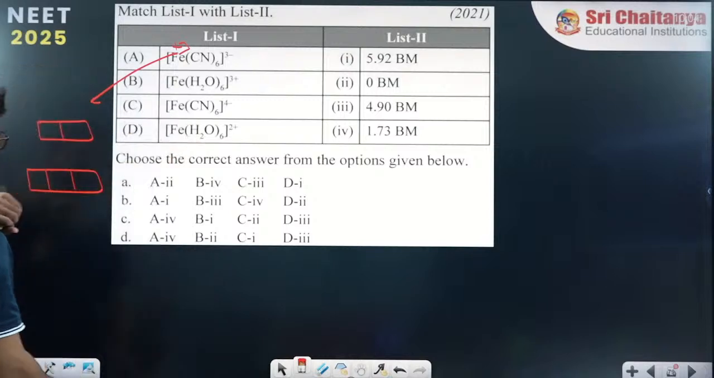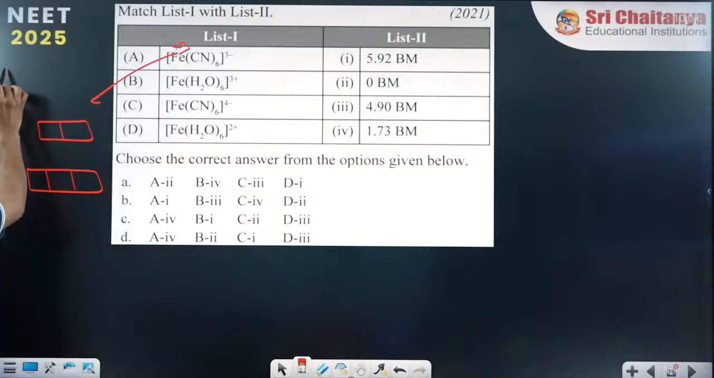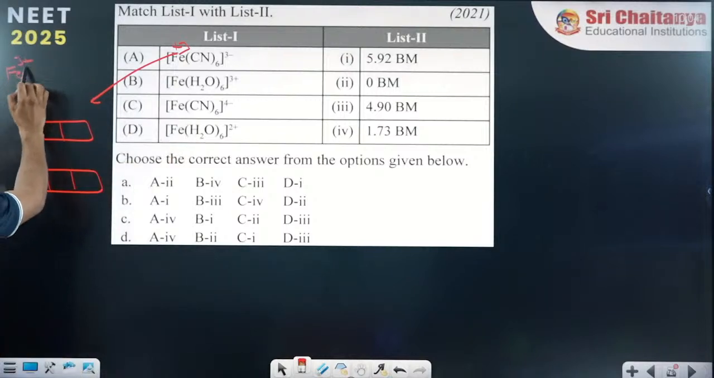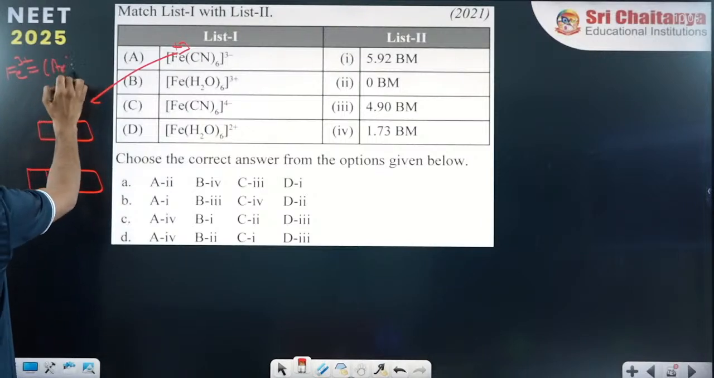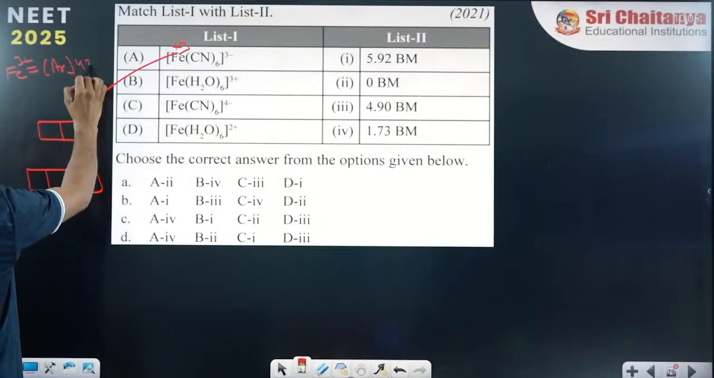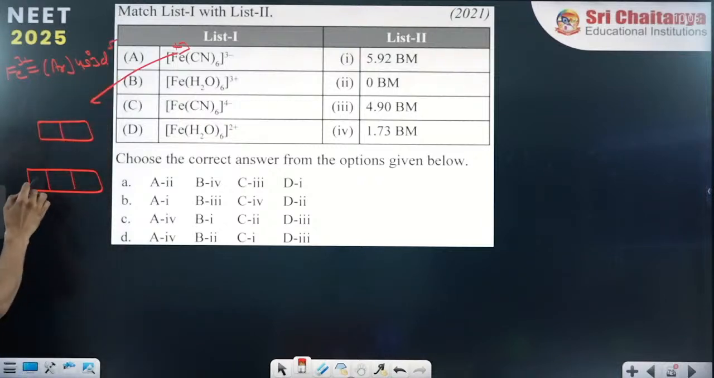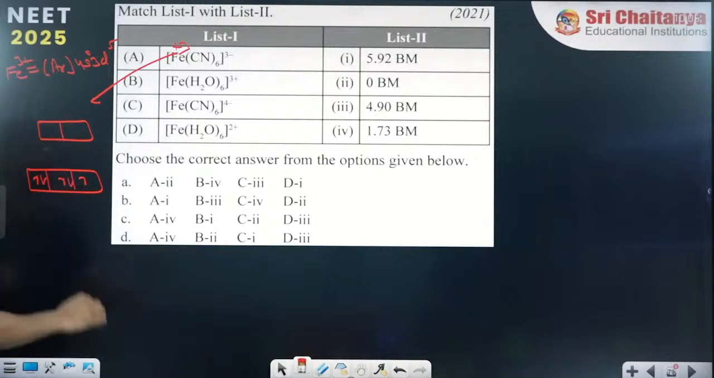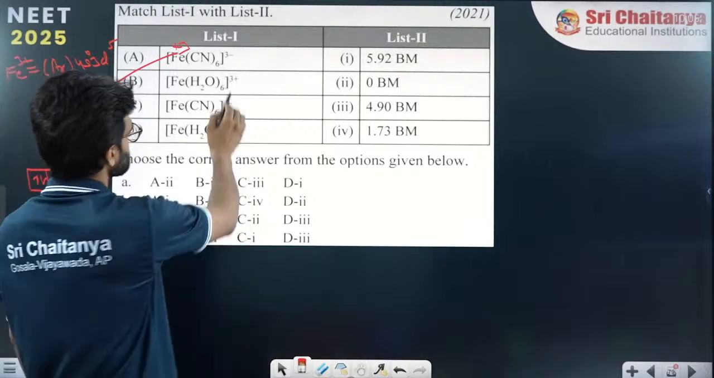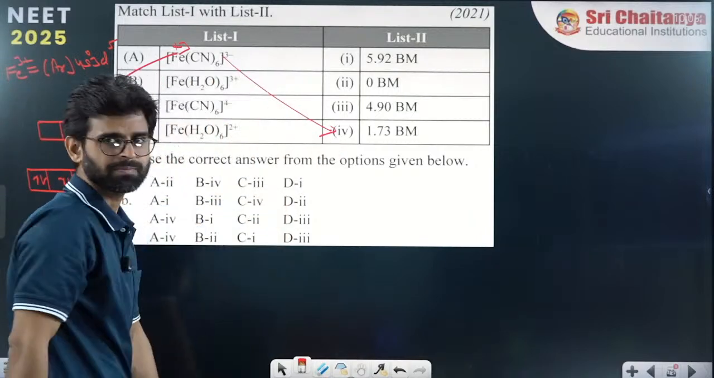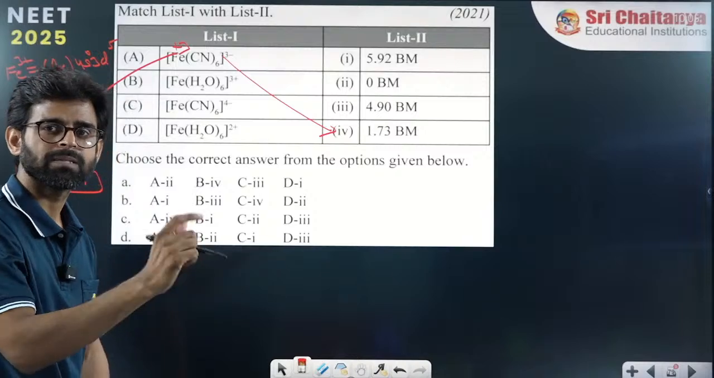Fe(CN)6 with Fe plus 3. If you know Fe plus 3 is argon, 4s becomes 0 and 3d how much? 3d5. Strong ligand: 1, 2, 3. Strong ligand means pairing: 4, 5. How many unpaired electrons? 1 unpaired electron, that means 1.73. 1 unpaired means 1 point something Bohr magneton.